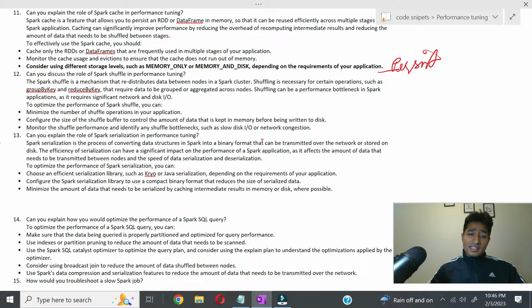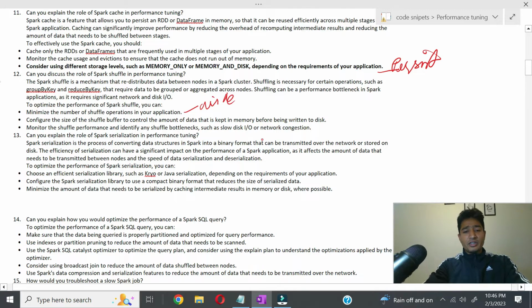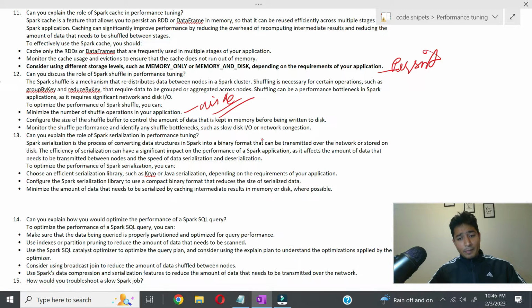To optimize the performance of a Spark Shuffle, what can you do? You can minimize the number of shuffle operations, which means the wide transformations, right? You can reduce the wide transformations. Configure the size of the shuffle buffer to control the amount of data that is kept in memory before being written to the disk. Monitor the shuffle performance and identify any shuffle bottlenecks such as slow disk input output or network congestion.